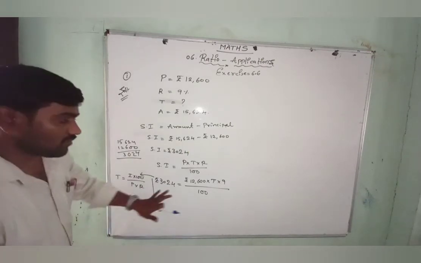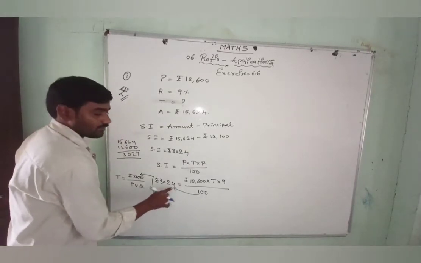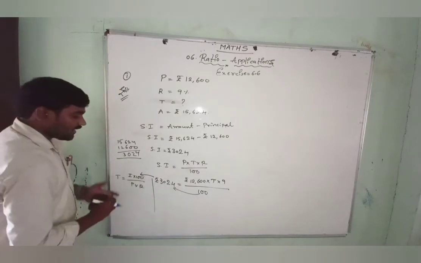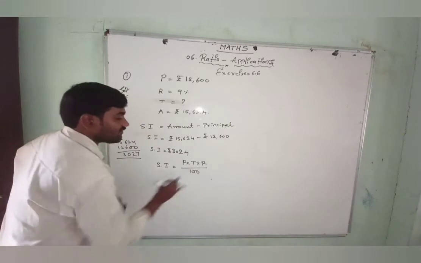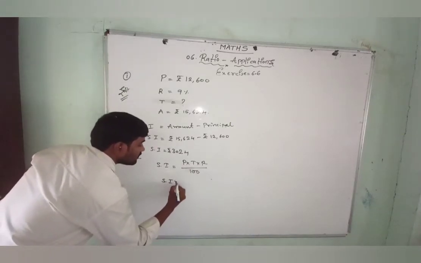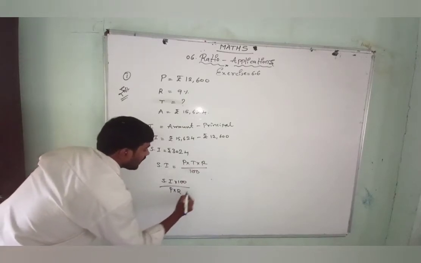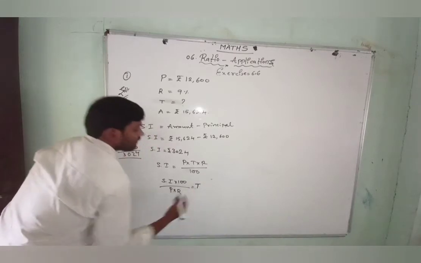So now I will substitute in the time formula. When we send the 100 across, the multiplication becomes a division. So directly we get the time formula. We need the time, so simple interest into 100 by P into R. You bring P into R to this side, and that is equal to time T.